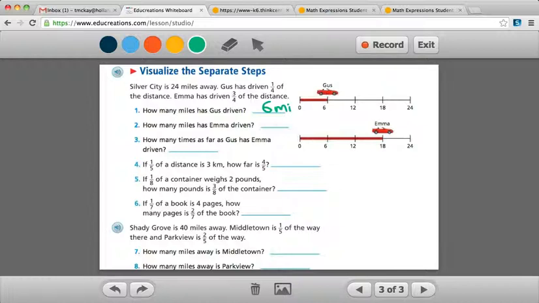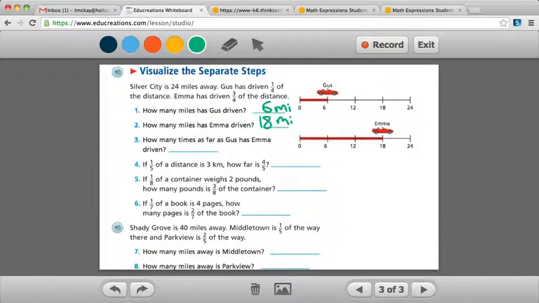How many miles has Emma driven? Well, if you go to Emma, she has gone 1/4, 2/4, 3/4 of the way. So 3/4 would be 6 times 3, which is 18. Or you can see that the car's right at 18 miles. So Emma has traveled 18 miles.